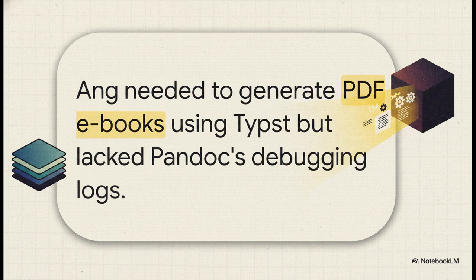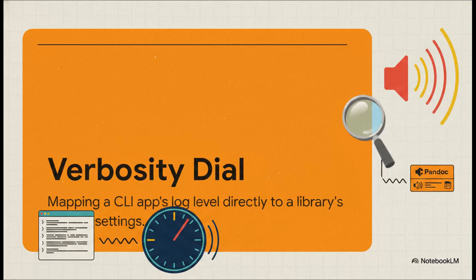Now, Typst is a highly capable typesetting system, but for this particular workflow, Ang is relying on the Pandoc library to handle the heavy lifting of the document conversion. And while putting this ebook generation feature together, Ang realized they desperately needed a way to see Pandoc's internal debugging logs. Without them, troubleshooting that Typst output was basically just guesswork. So the goal became crystal clear: extract those hidden Pandoc logs and bring them into the light of the main application.